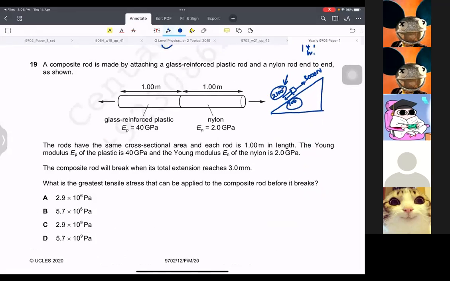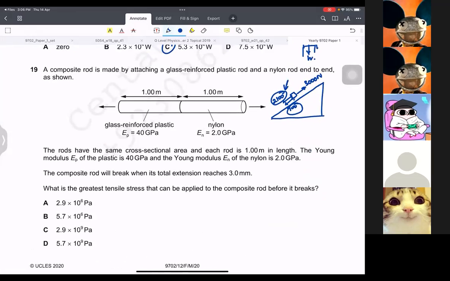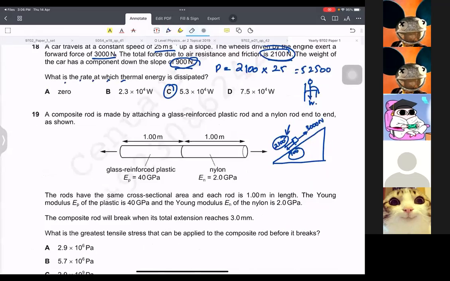Got it. Now, the composite rod is made by attaching. So I don't get this question. Could you please re-explain?